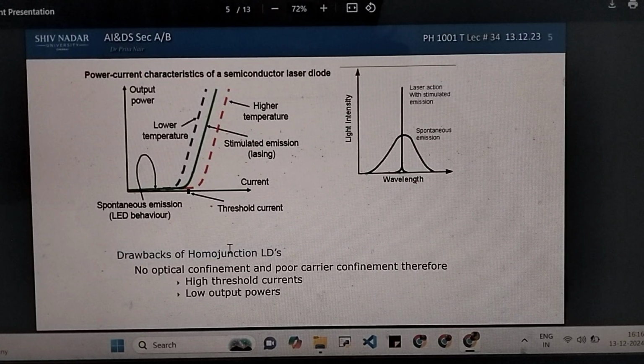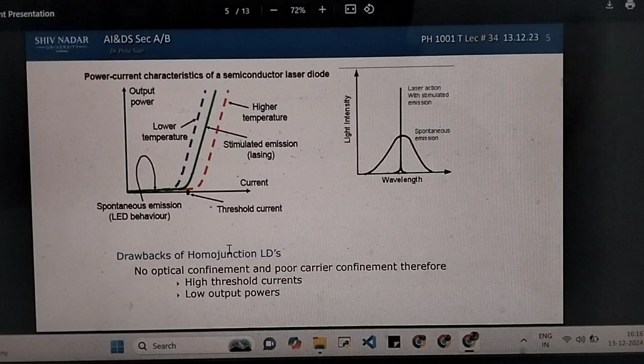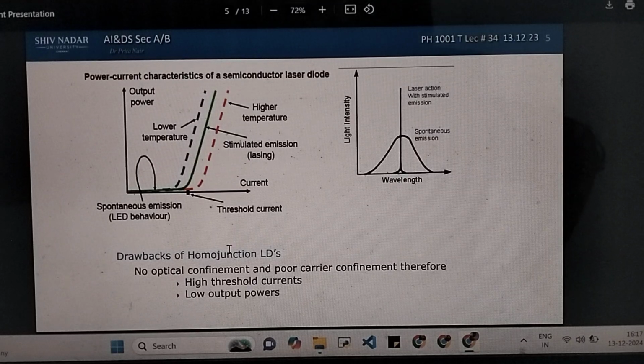Now, homojunction laser diodes. So what are homojunction laser diodes? Homo means one or the same, and junction is just the PN junction. So it means you have one P type region and one N type region and just one junction. So if it's gallium arsenide, you just have the P type of gallium arsenide and the N type of gallium arsenide, that's all. So you have only one semiconductor. So that is the normal semiconductor laser setup. The problem with these is you need to provide high threshold currents and you will still get only low output powers. Why? Because you do not have optical confinement or carrier confinement.